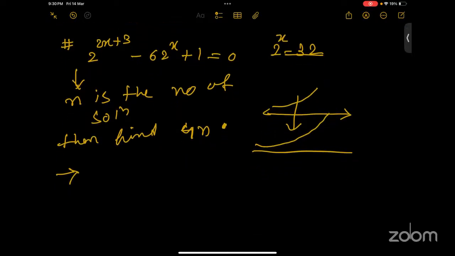Yeah, this is the question. You just try to solve this question. Ma'am, is it 6 to the power 2x, or 6 into 2 to the power x? 6 into 2 to the power x.